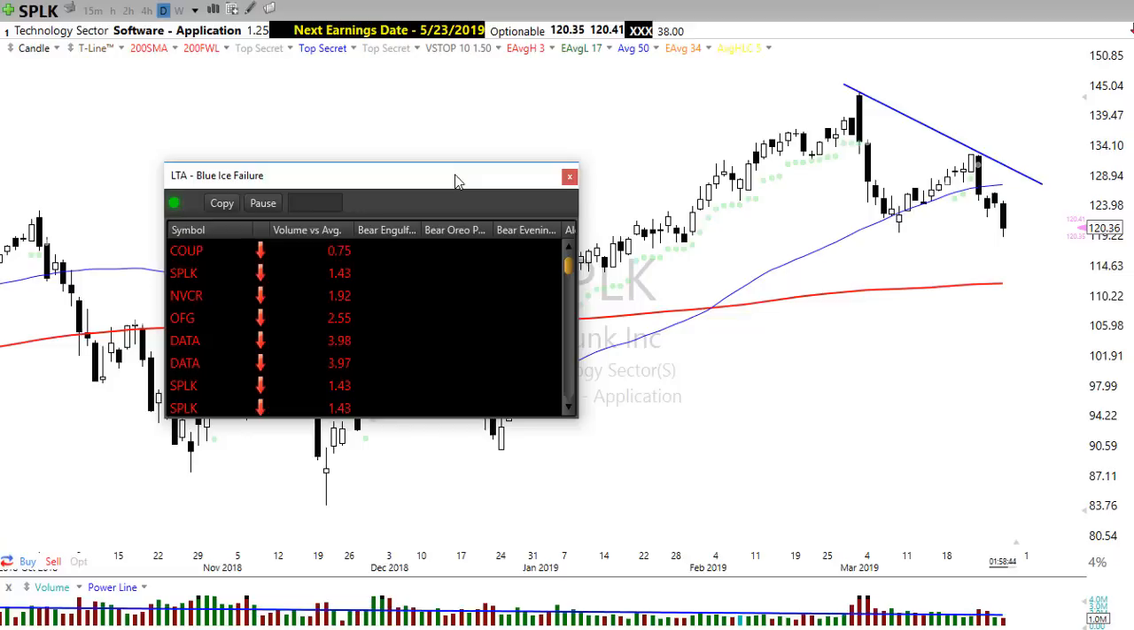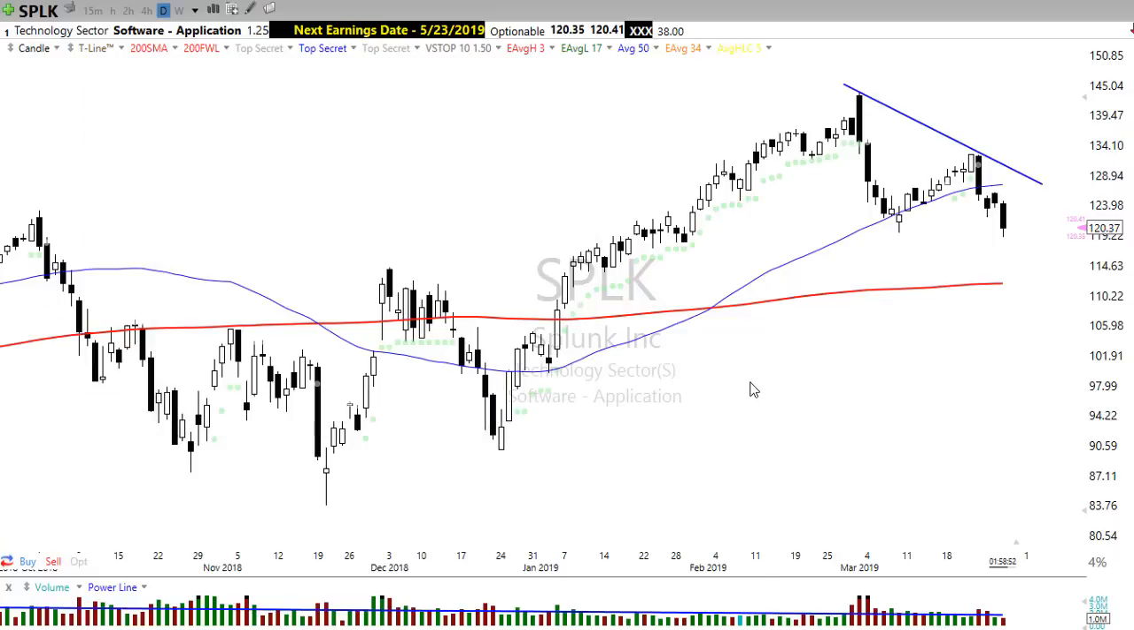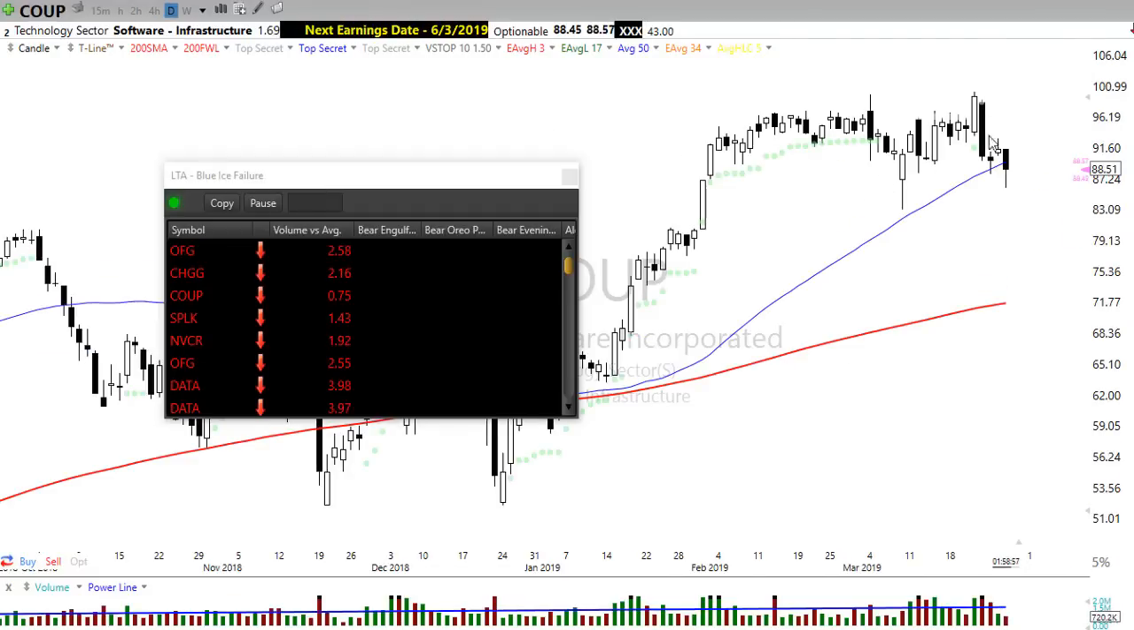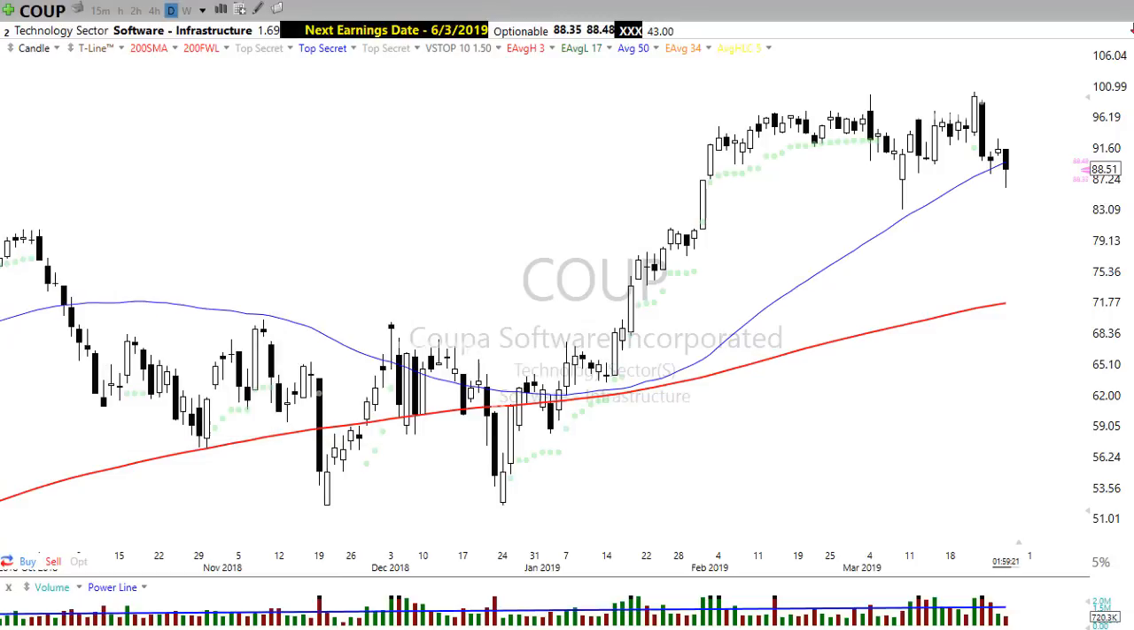Rounded top. And you can see SPLK alerting. Coop just came up, so let's take a look at Coop. See how Coop, we're up here and we're starting a blue ice failure. The 50-day simple is a blue ice failure, and this is set up very much the way the rounded bottom breakout is. I wanted to show this because today I was getting a lot of these bearish alerts show up, and I thought, well, I should probably talk about this a little bit. So I just wanted to share that with you.